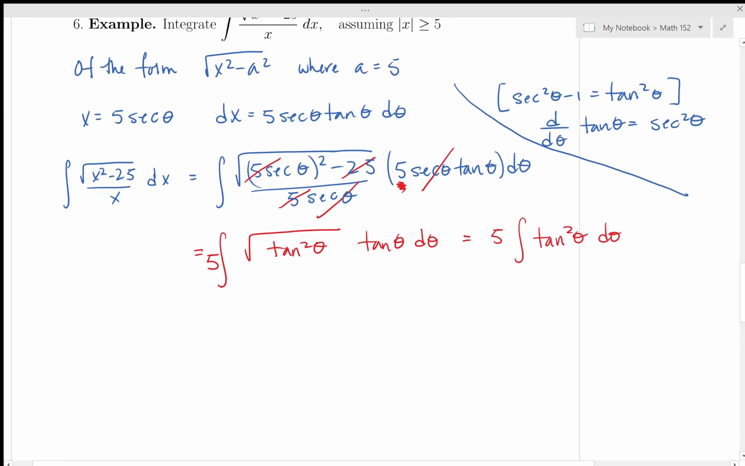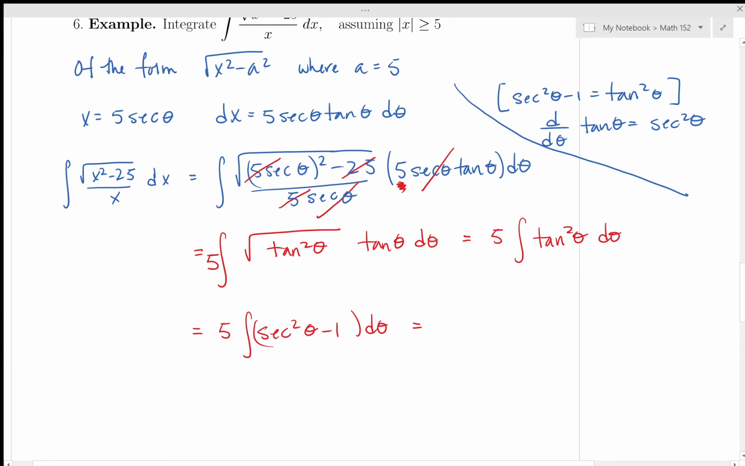Okay, now I'm going to use the identity again. So this is going to be 5 times the integral of tangent squared, which is secant squared theta minus 1 d theta. And I did that because I know which function has derivative secant squared theta. That is the tangent. So that now allows me to integrate.